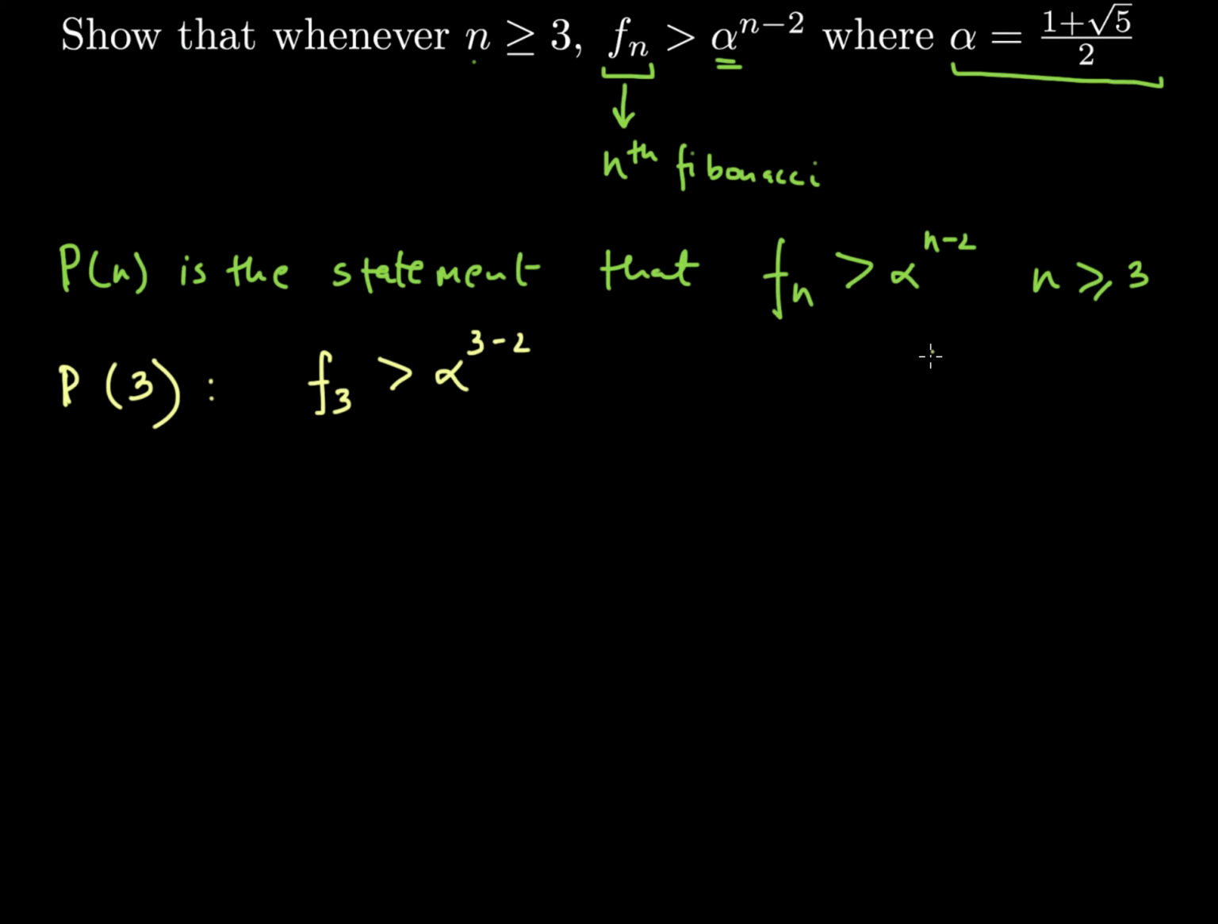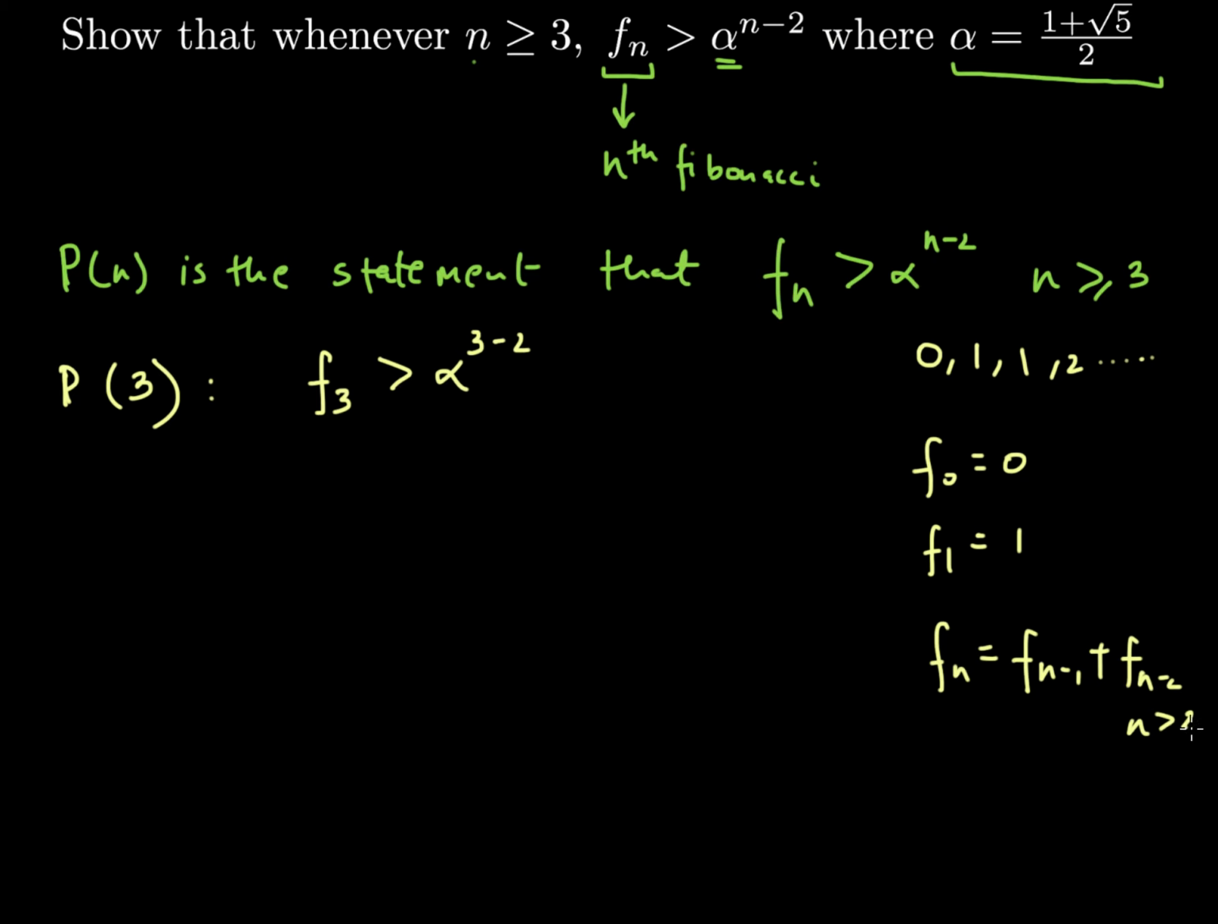The Fibonacci numbers start from 0, 1, and 0 plus 1 is 1, 1 plus 1 is 2. This is a straightforward definition where f of 0 is 0, f of 1 is 1, and the nth Fibonacci number is f of n minus 1 plus f of n minus 2 for all n greater than or equal to 2. Here's the definition of Fibonacci numbers that I'm using.